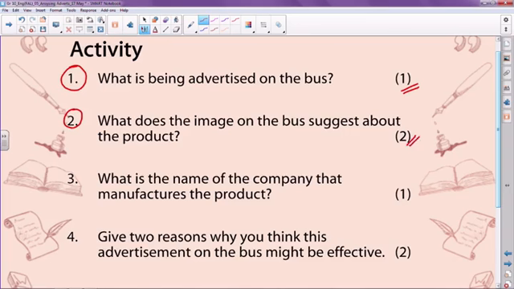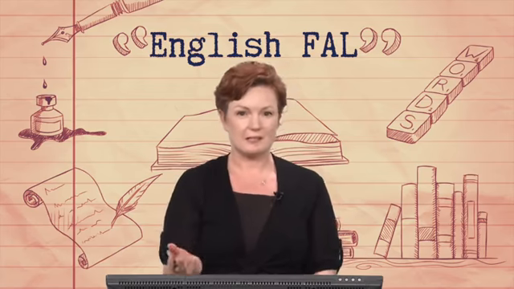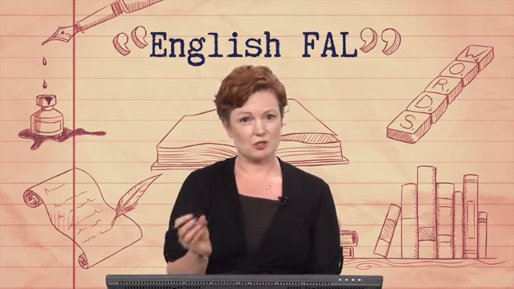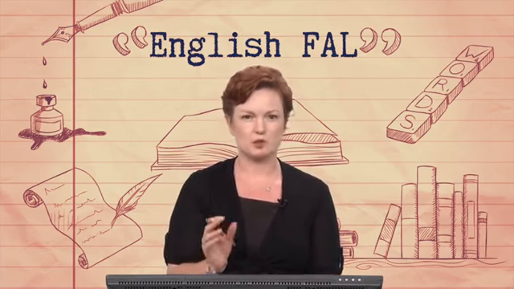2. What does the image on the bus suggest about the product? 2 marks. So you want to give 2 points there. 3. What is the name of the company that manufactures the product? That's just 1 mark. And 4, give 2 reasons why you think the advertisement on the bus might be effective. And there again you have 2 marks. So I'm going to give you 2 minutes. I'm going to flick between the image and the question so that you can discuss it, and then when we come back we will share.